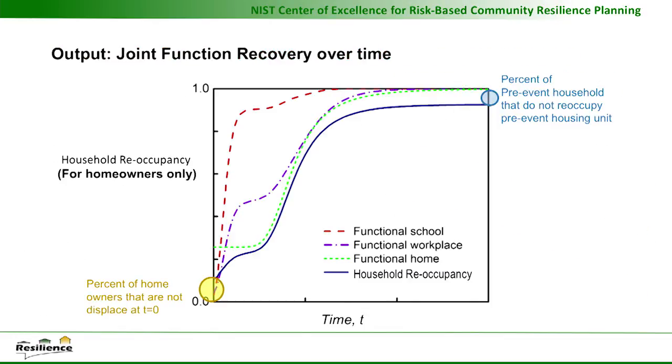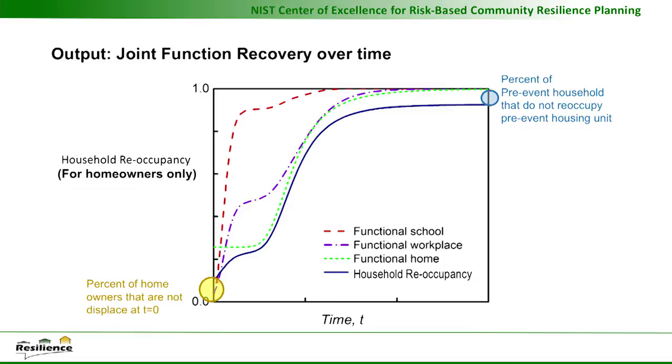So with this work, I'll present two outputs that we are working on and ways of presenting this information. In this case, we're showing a recovery process where we have the functionality of schools, the functionality of workplace, the functionality of the residential dwelling units, and then at the bottom, which lags all three of those, the household reoccupancy. In this case, we have time on the x-axis and the percentage of households that are reoccupying their pre-event homes.